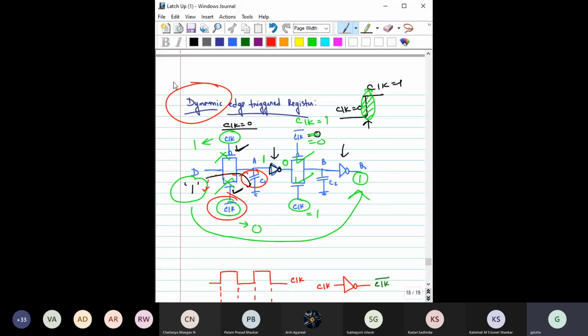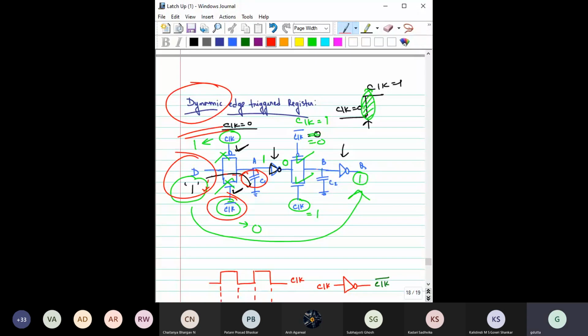Static register is basically where there is no such restriction on the clock frequency, but on the power supply. But here you have some restriction on this clock as well as on this input D, because you have to dynamically charge this capacitor before it discharges completely. If it discharges completely, then what will happen? This circuit will malfunction, right? And you can see there is no feedback loop, so it cannot restore its stored logic, right? So if it is lost, it means it is permanently lost, right?